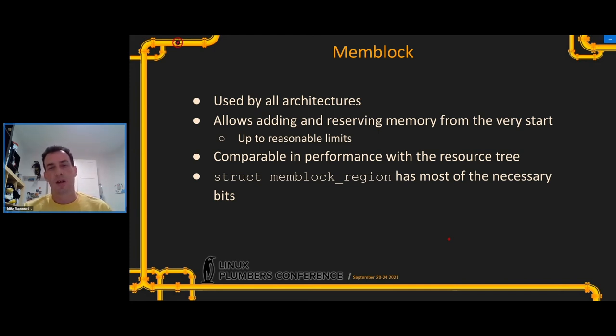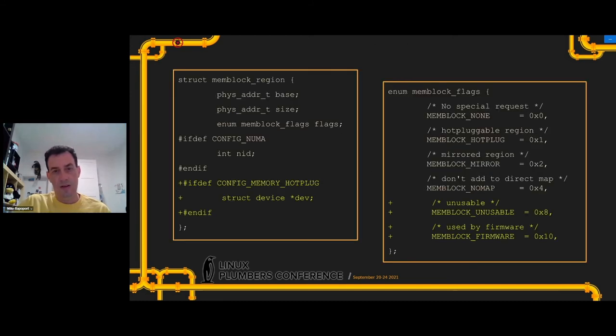At the moment, we even have the ability to define an amount of per-architecture reservations at boot time. Since it's an ordered array, it has comparable performance with the resource tree. And the memblock region already has most of the necessary bits. So there are only small additions required to memblock data structures and flags to make it a more complete model of the physical memory.